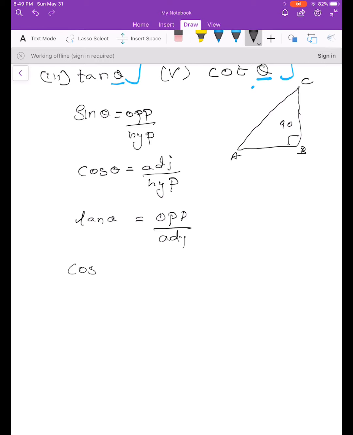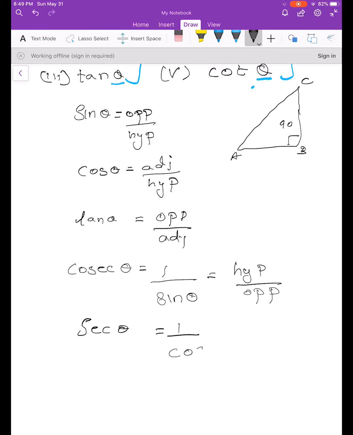Cosecant theta, it is also 1 by sine theta. It can also be written as hypotenuse by opposite. Secant theta, it is 1 by cos theta. It is also hypotenuse by adjacent.